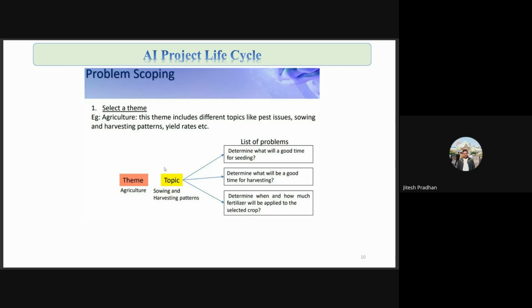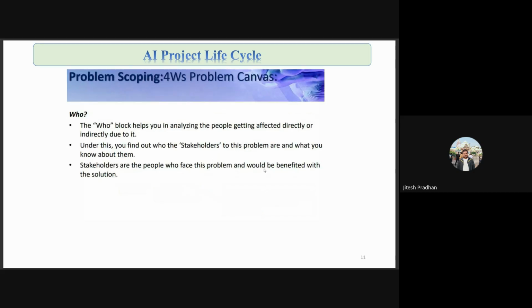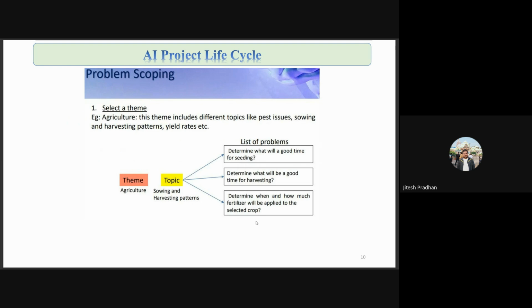Within this topic we have to list out all the problems: determine what will be a good time for seeding, a good time for harvesting, when and how much fertilizer will be applied on a selected crop, and what kind of disease has affected the crop, so that we can use a specific type of fertilizer. So many problems are there. We have to list out all the problems. Once this has been done, we have to select one problem.